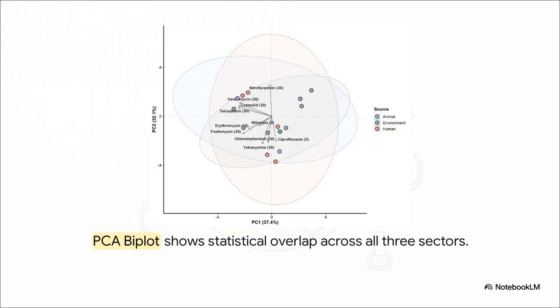And if you want statistical proof to back up that heat map, here's the PCA biplot. Each dot is a sample, positioned by its overall resistance profile. Those dashed circles are the confidence ellipses for the animal, human, and environmental sectors. See how much they overlap? This is direct statistical evidence that resistance phenotypes are completely shared right across the human-animal-environment interface. They absolutely do not care where they came from.